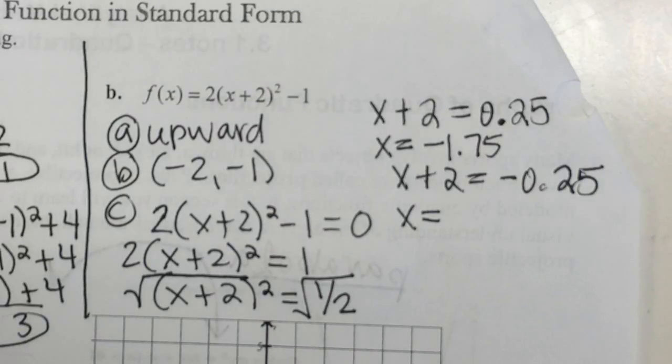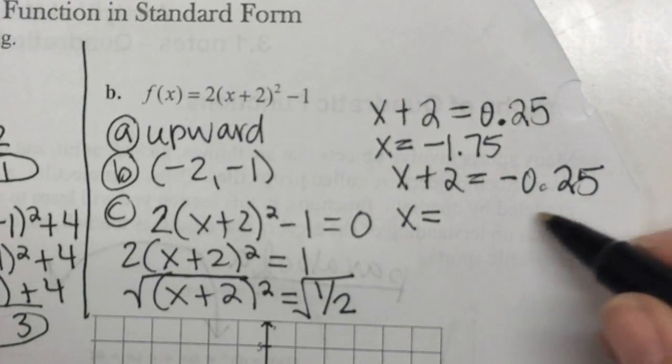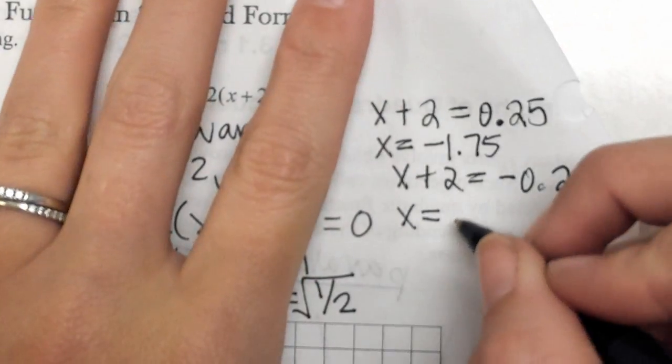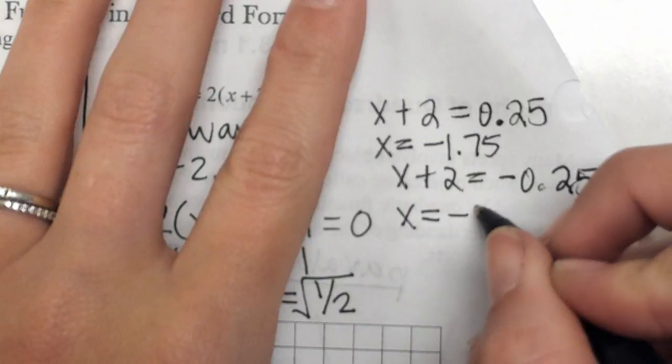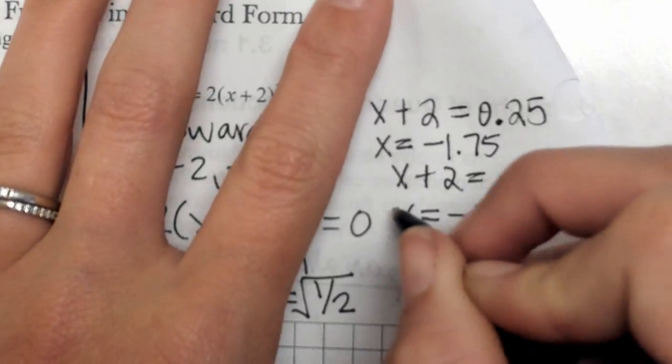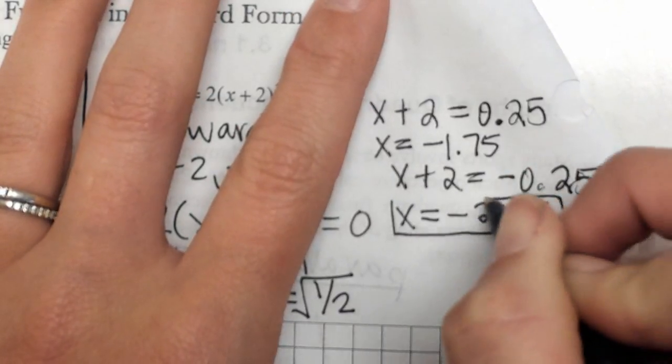Alright, what's negative 0.25 minus 2? Somebody? Negative 2.25. That's what I'm saying. Alright, I want you to box those in because those are our x-intercepts.